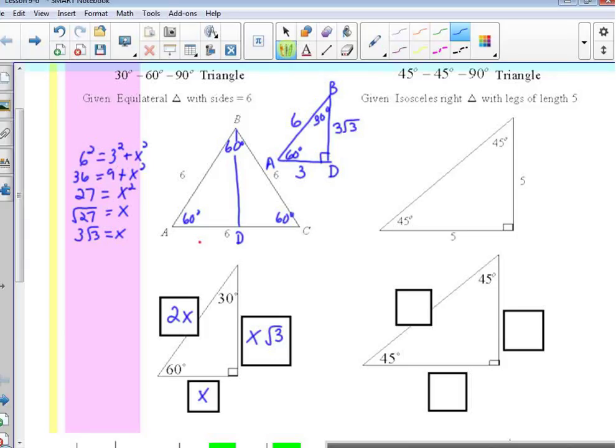On the isosceles right triangle, if we're looking for the hypotenuse, we'll call this one x. That would be 5 squared plus 5 squared equals x squared. That's 25 plus 25, which is 50. And then the square root of 50 turns out to be 5 radical 2. So this is 5 radical 2. So the sides opposite the 45 are x and x, and it will always work out. The side opposite the 90, if it's an isosceles right triangle, will be x radical 2.